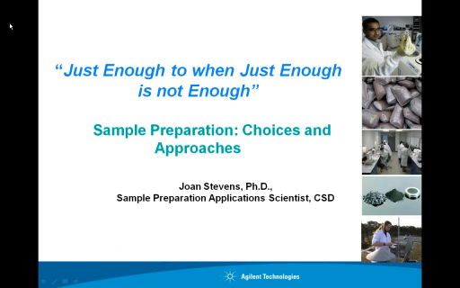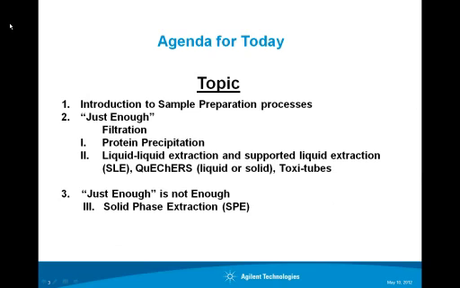What I'm going to talk about today is sample preparation, choices and approaches, from when just enough is enough to when just enough is not enough. I'll first start with just some intro to sample preparation for those of you who may not be using it at the present time. Then we will focus first of all on just enough techniques.